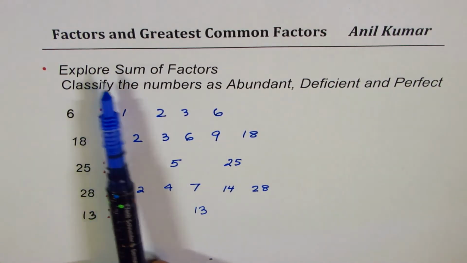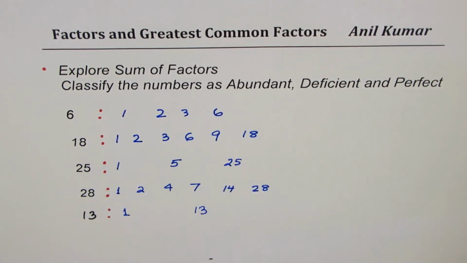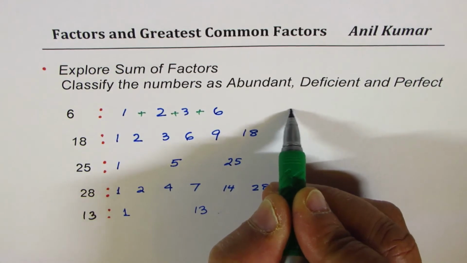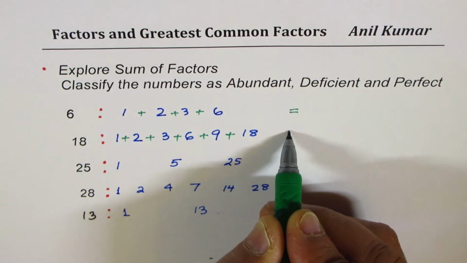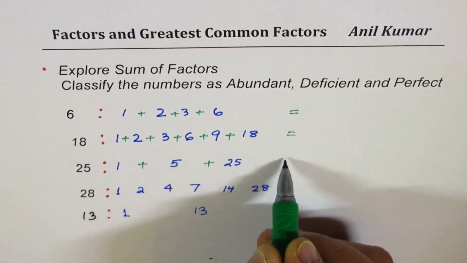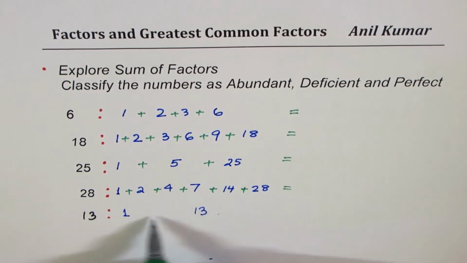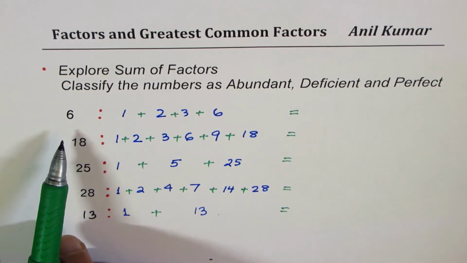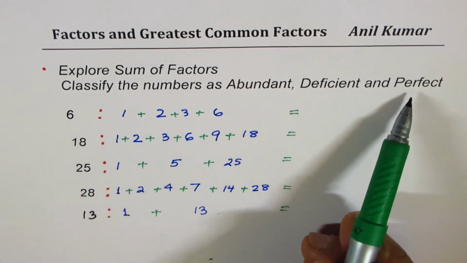Now we need to explore the sum of factors. So we'll do the sum of all the factors, correct? That is to say, we are now going to add all these factors. 1 plus 2 plus 3 plus 6 is equal to what? You can calculate using a calculator. That'll be simpler, right? So add all these numbers and see what you get. Now, if you get a number which is twice this number, then it is perfect.